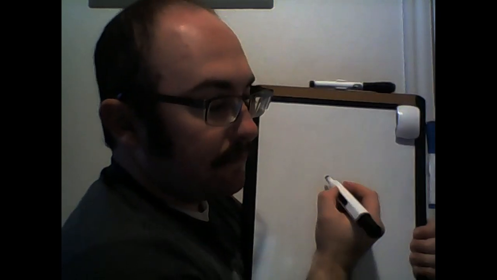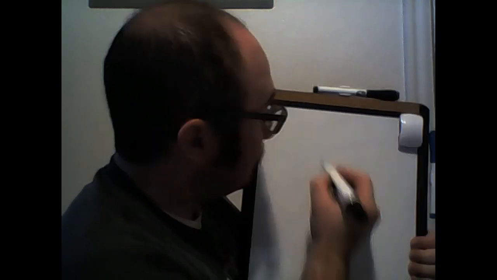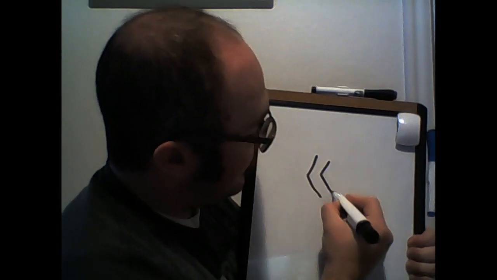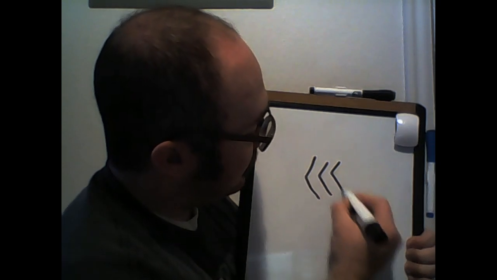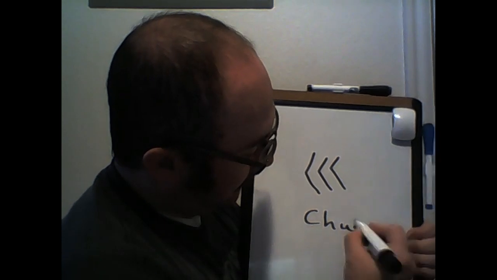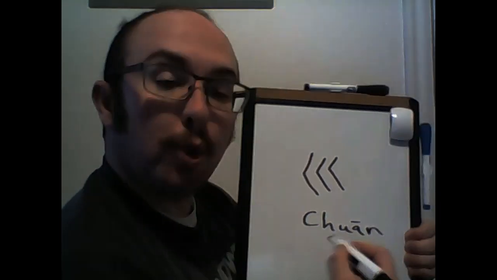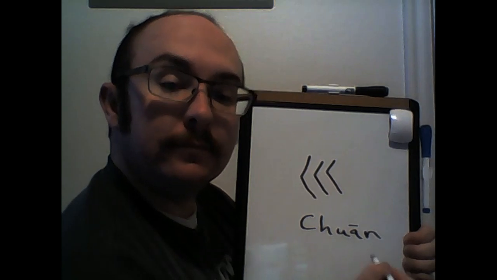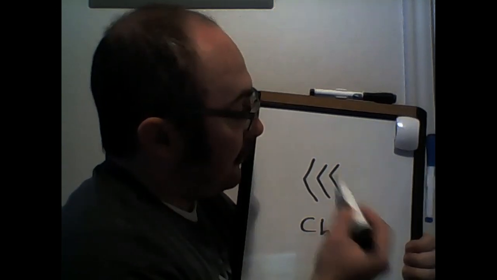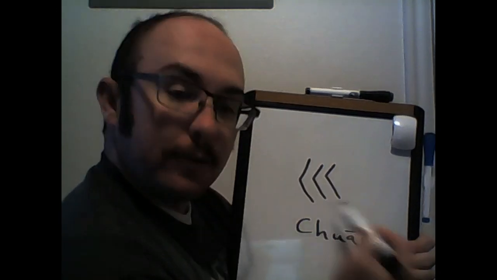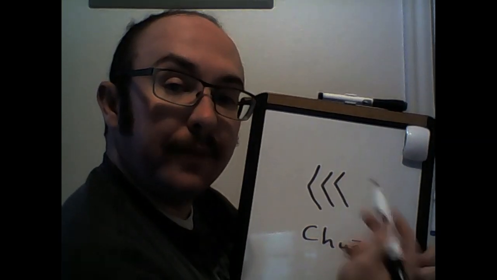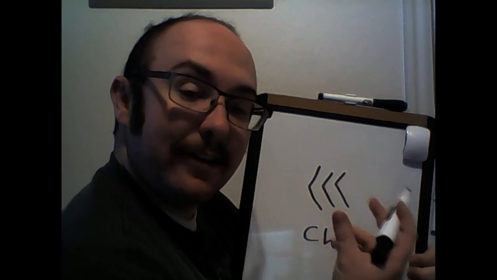Okay. Radical 47. This is the one that's not a character unto itself. And this is chuān, chuān. So chuān means a river. And you can kind of see the banks of the river and then the flow of the water. Chuān, chuān. So like I said, this isn't a character by itself, but it does still carry that meaning of a river.